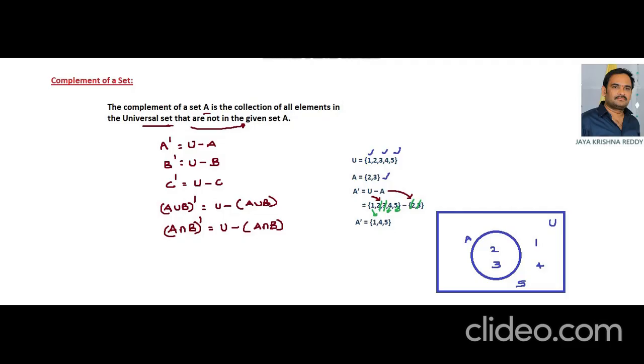Now we have to shade the region which represents the A complement. A complement means the elements of the universal set except set A, meaning the elements of the universal set other than set A. So this part represents the A complement. Here you can observe the shaded part having the elements 1, 4, 5, which represents the A complement.